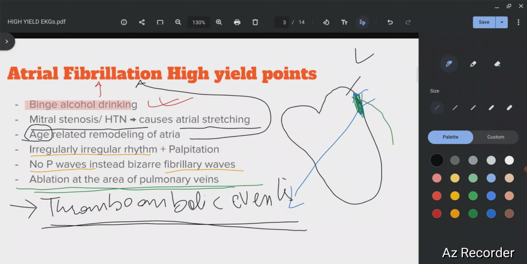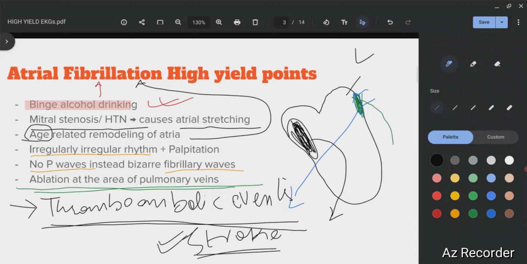Remember that there is no proper contraction of your atria, there is turbulent blood flow, and there is stasis of blood in your atria, so the patient can have thrombus formation in the atria. When these thrombi become emboli, they will cause stroke and other organ ischemia. Stroke is very important. They like you to know stroke. If the person has atrial fibrillation, the person can develop stroke because of this thromboembolic event.